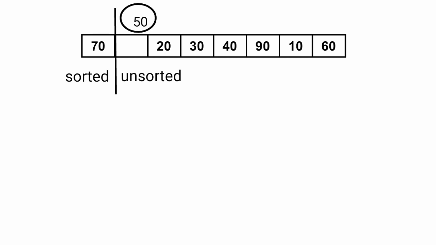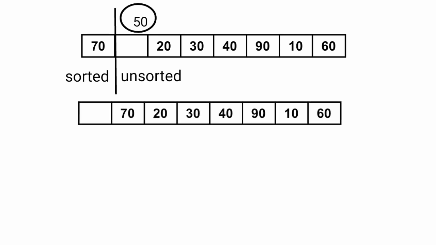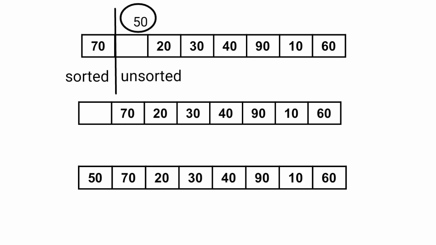Now, to insert 50 into the right position in the sorted array, compare 50 with the last element of the sorted section, which is 70. Since 70 is greater than 50, shift 70 one place to the right. Since there are no more elements to be compared in the sorted section, 50 can now be inserted into the vacant position. With this, the first two elements form the sorted section of the array and the remaining elements form the unsorted section.